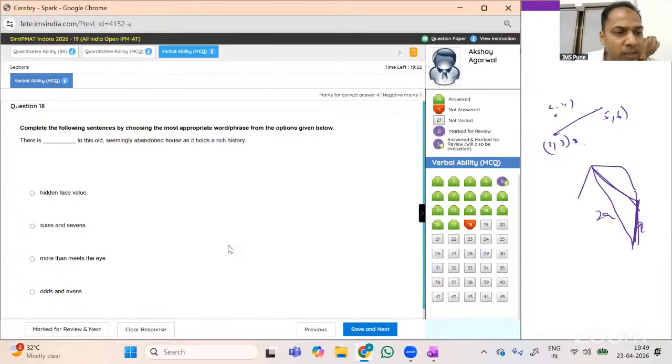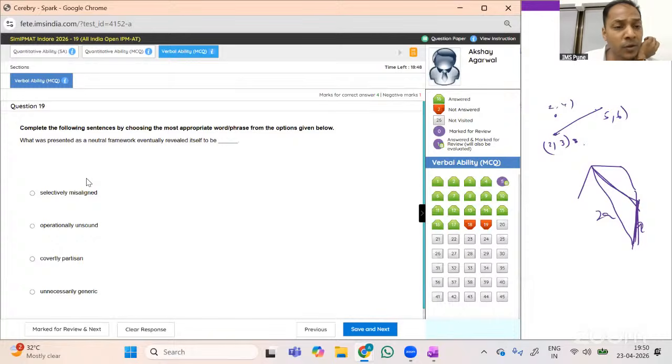There is more than meets the eye to this old. There is hidden face value. There is sixes and sevens. I am not sure about these phrases. There is more than meets the eye. Doesn't sound right, but not sure. I would skip this one.